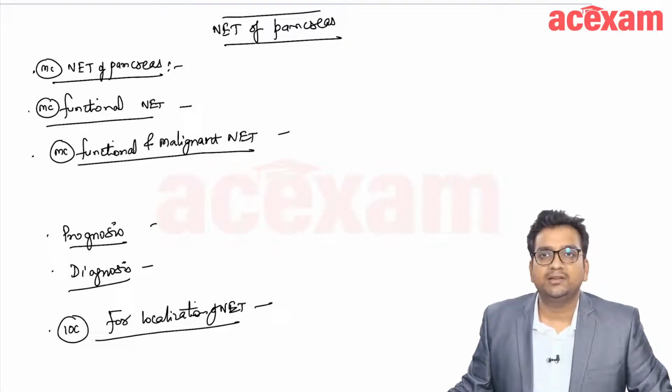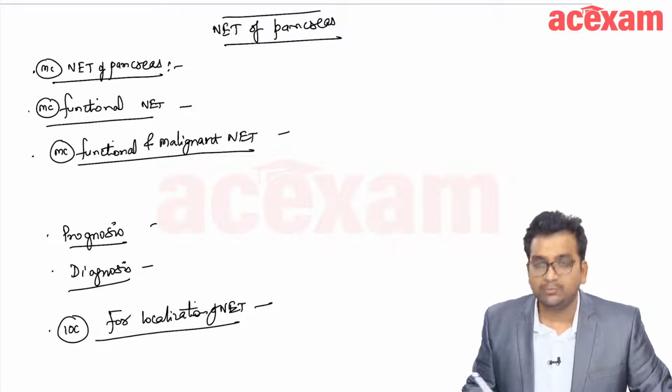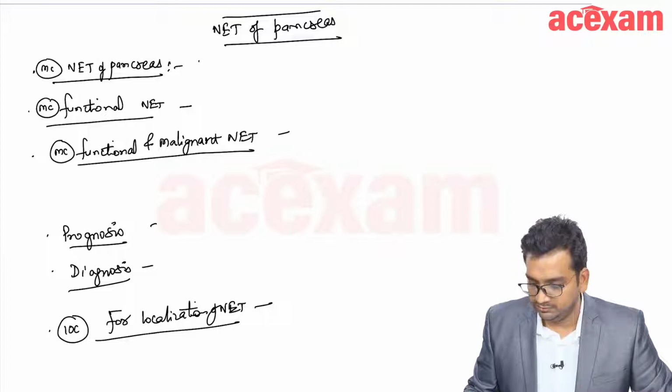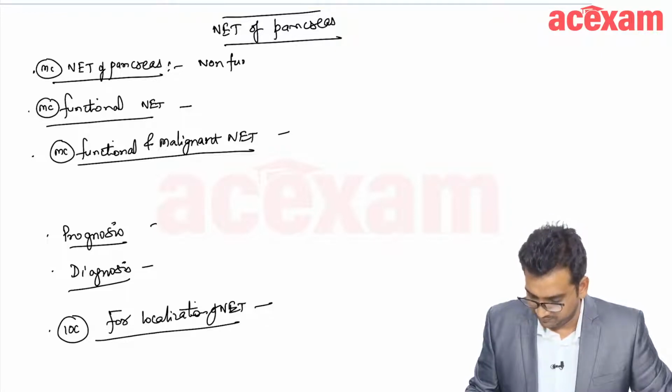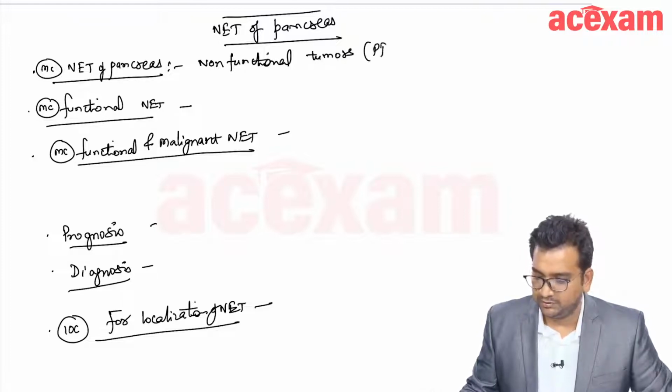The next topic is neuroendocrine tumor of pancreas. Okay, so what is the most common neuroendocrine tumor of pancreas? Most common is non-functional tumors. Non-functional tumors, also known as VIPomas or pancreatic polypeptide.